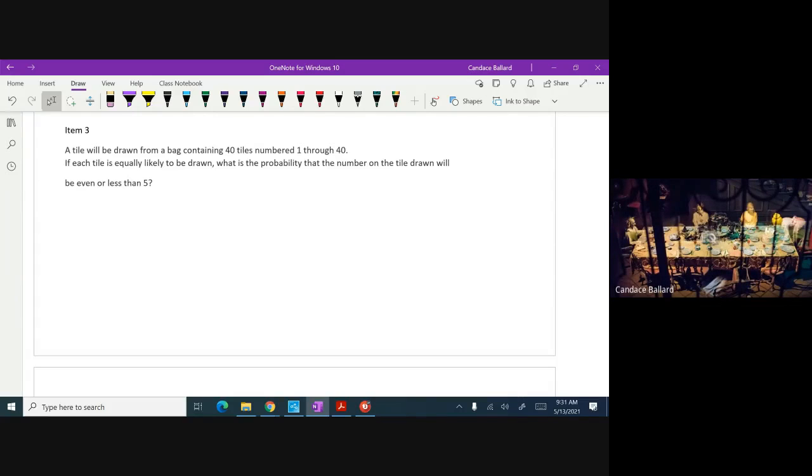Okay. All right, so a tile will be drawn from a bag containing 40 tiles numbered 1 through 40. So it's like a little tiny piece of wood, right? Each tile is equally likely to be drawn. What is the probability that the number on the tile drawn will be even or less than 5? So how many total tiles are in the bag, everybody? Good, Tom. Samantha. 40.